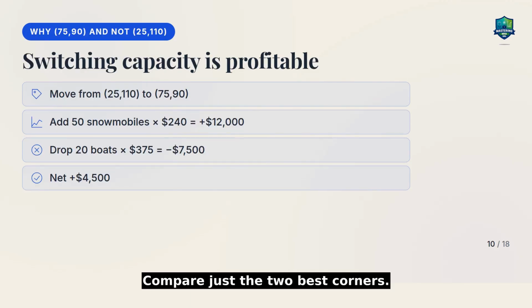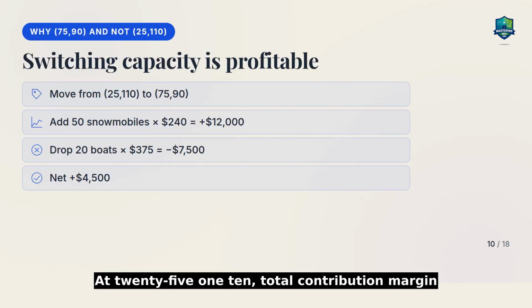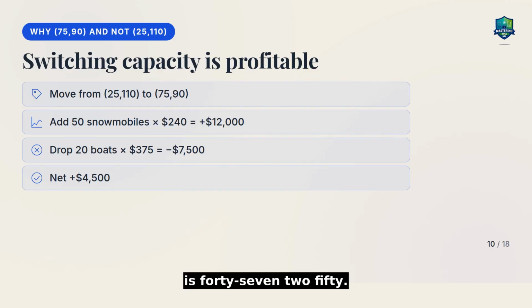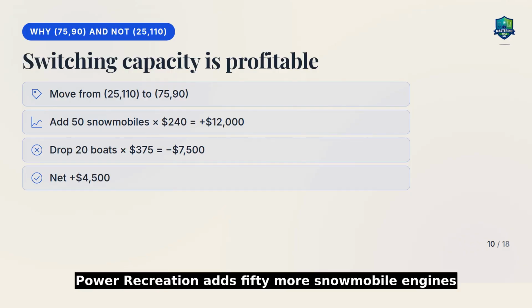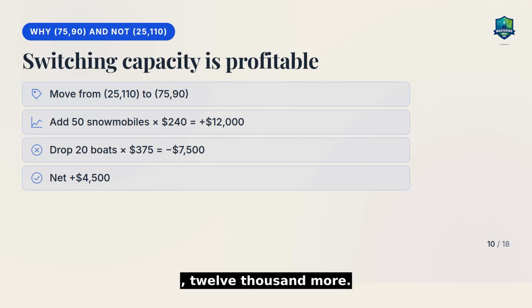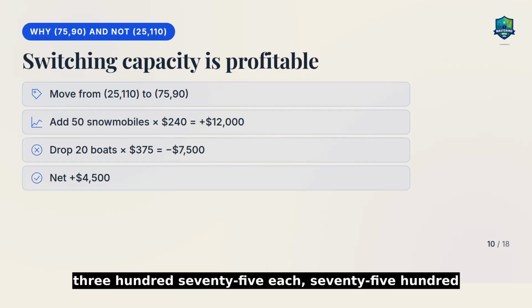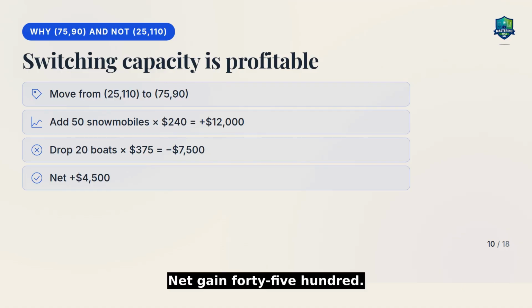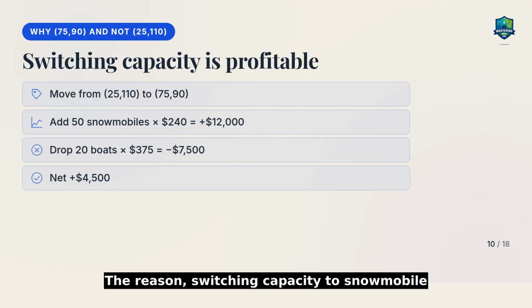Compare just the two best corners. At (25, 110), total contribution margin is 47,250. Move to (75, 90). Power Recreation adds 50 more snowmobile engines at 240 contribution margin each, 12,000 more. They give up 20 boat engines at 375 each, 7,500 lost. Net gain 4,500. The reason: switching capacity to snowmobile engines uses both the assembly and testing constraints more profitably than producing extra boat engines that already hit the material limit.